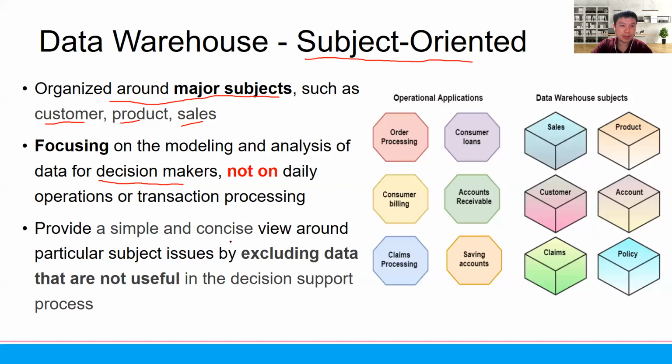And data warehouse provides a simple and concise view around particular subject by excluding data that are not useful in the decision support process. So you already learned in the data pre-processing that when you know some data is not useful, you can remove it. It's the same with this idea. If you think that the data is not for the decision support, then you will remove it.